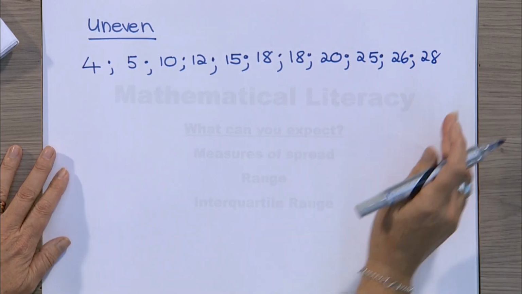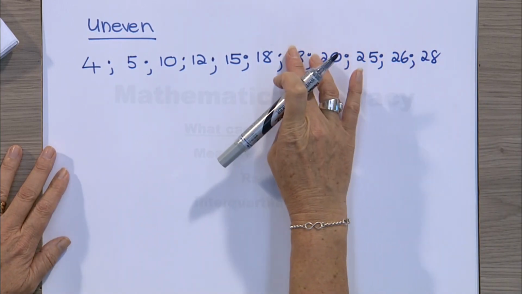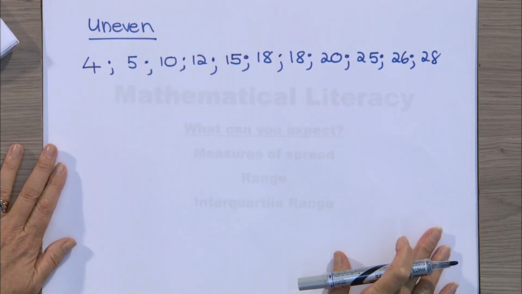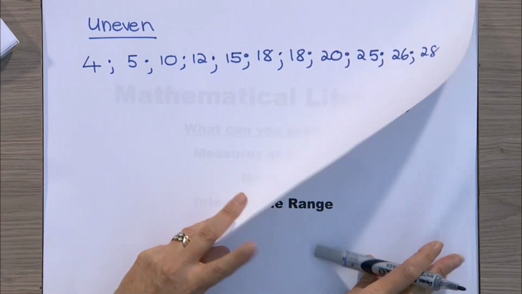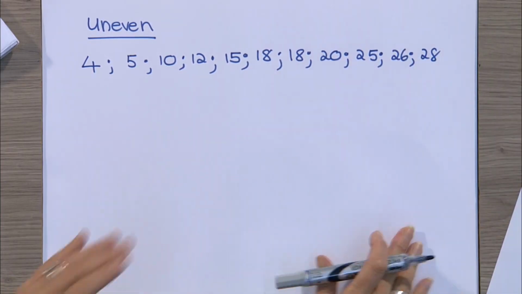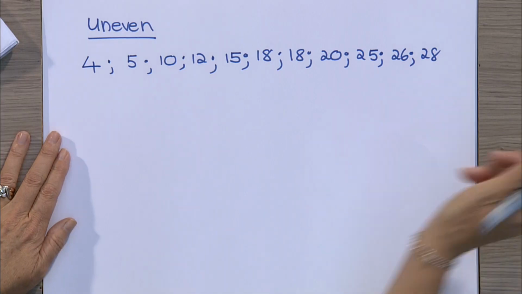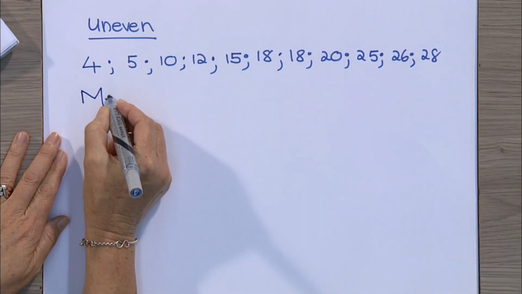Let's just see if it is uneven. 1, 2, 3, 4, 5, 6, 7, 8, 9, 10, 11. Yes, there are 11 numbers in the data set. So we are going to work out the mean. We are first going to work out the mean.